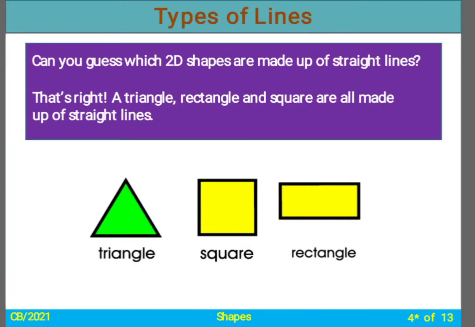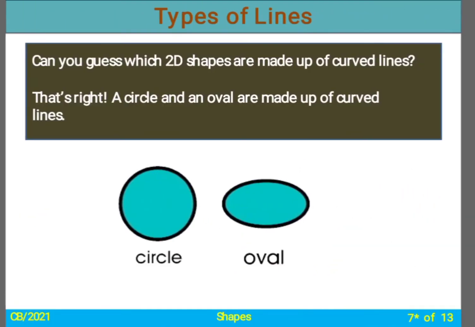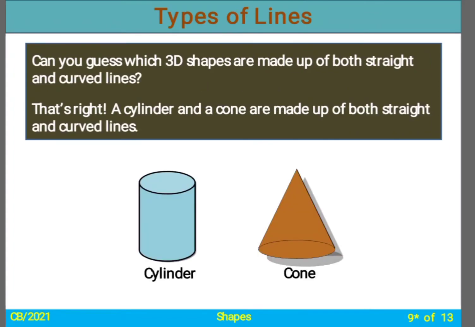There are a few examples of straight lines: triangle, square, rectangle, cube, and cuboid are all made up of straight lines. Examples of curved lines are circle, oval, and sphere. There are some shapes which use straight lines and curved lines. They are cylinder and cone.